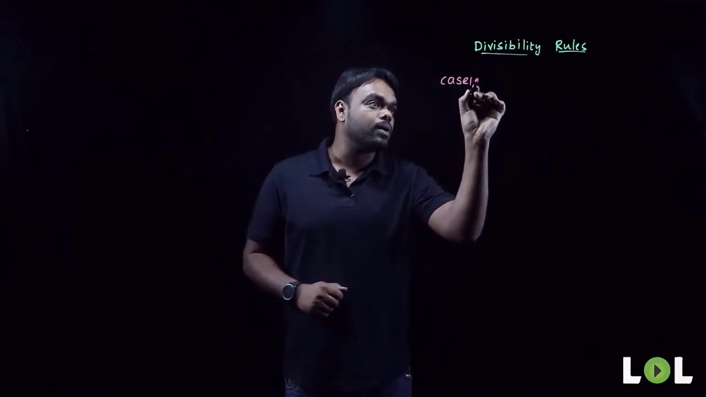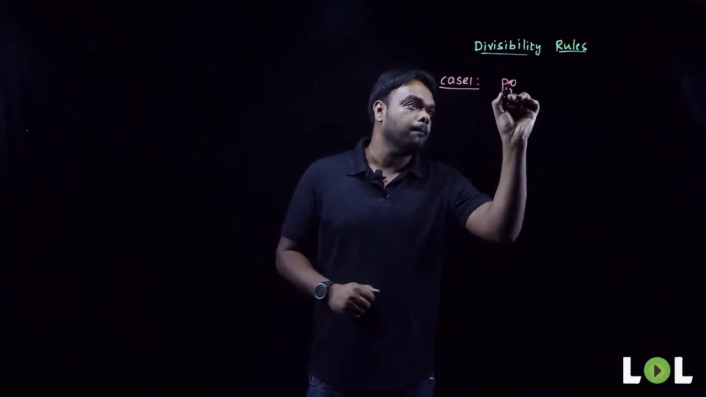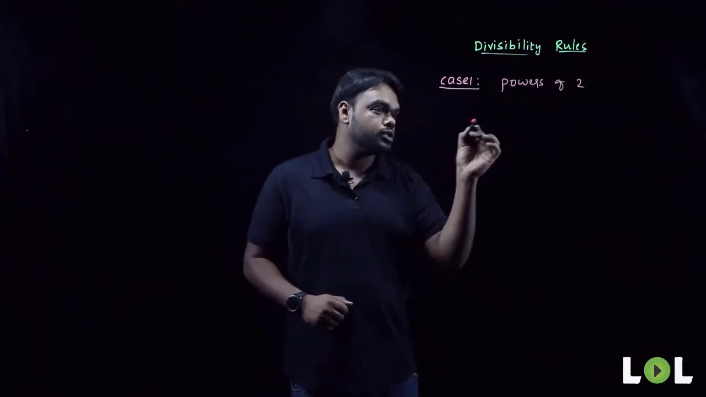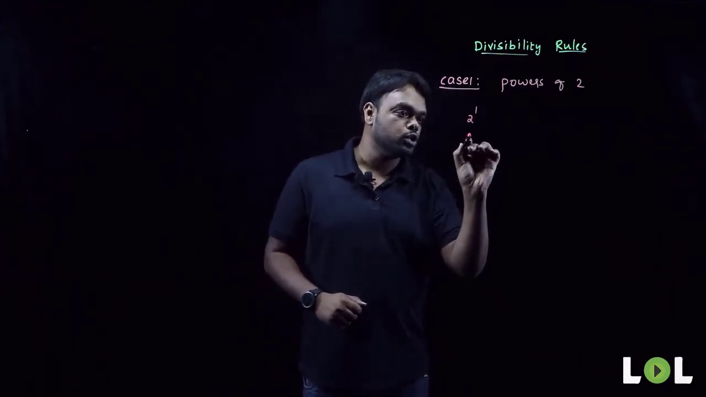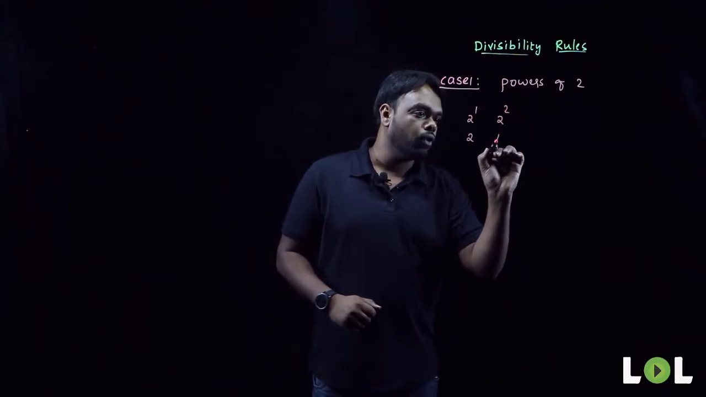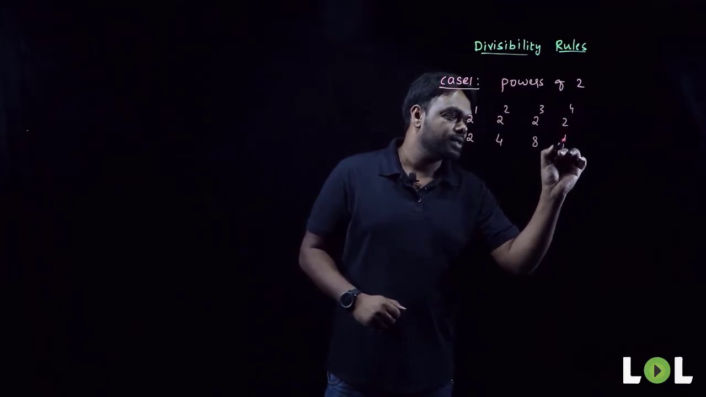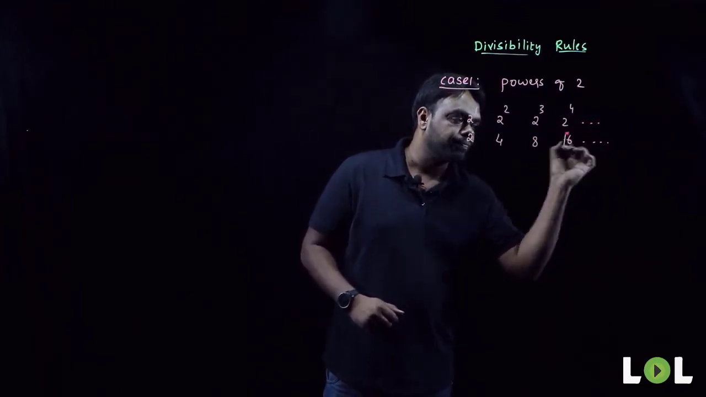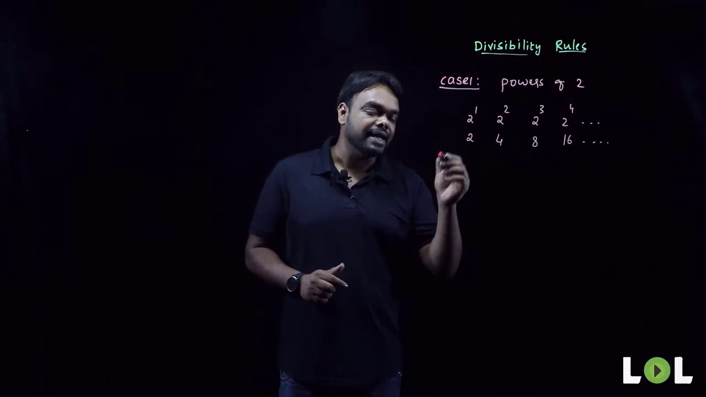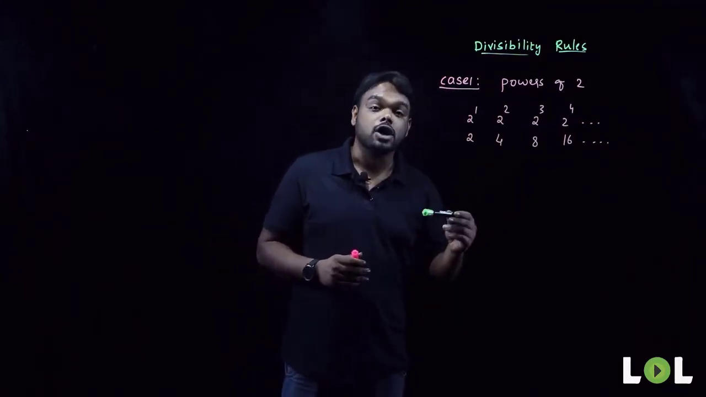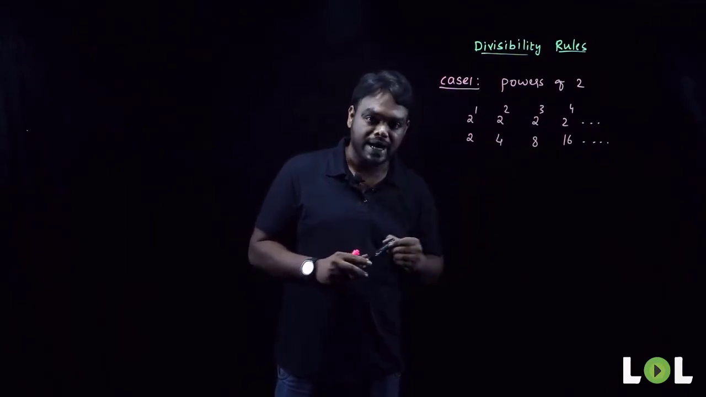Now, we shall start with case 1 where we check with powers of 2. Which are those? We have 2 power 1, that is 2, 2 square, 4, 2 cube, 8, 2 power 4, 16, and so on. Now, I'll take certain numbers. We shall see whether these numbers are divisible by the given numbers or not, and how to do that as well.